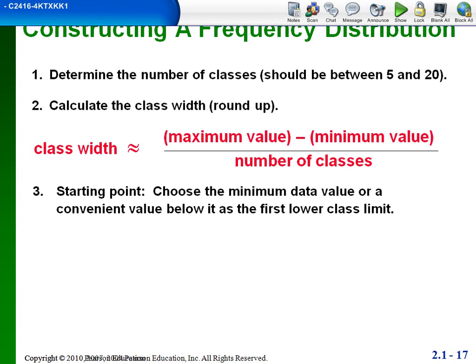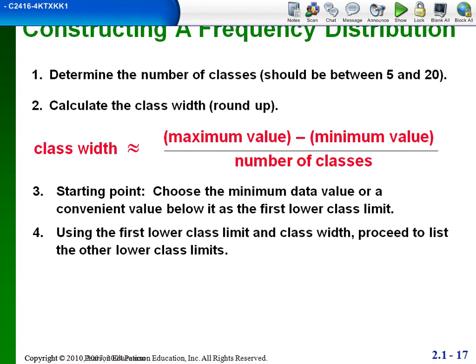Now, after that, you're going to start at some starting point. Some people like to start below the minimum number, and some people like to start at the minimum number. So that just depends. Choose the minimum data value or a convenient value below it as the first lower class limit. Then you add the class width to get the next lower class limit. That's important. You don't add it to get the upper class limit, you get the lower limit.